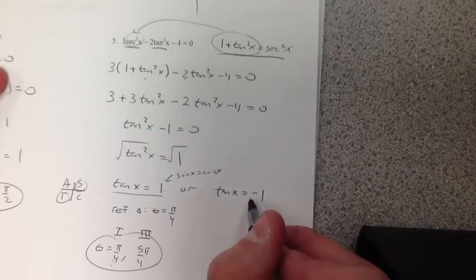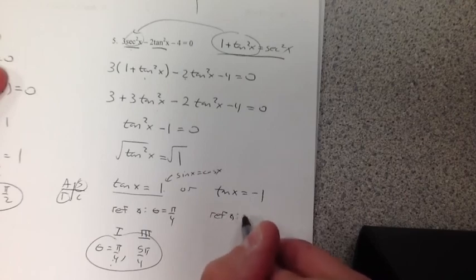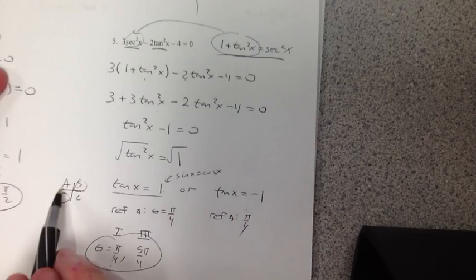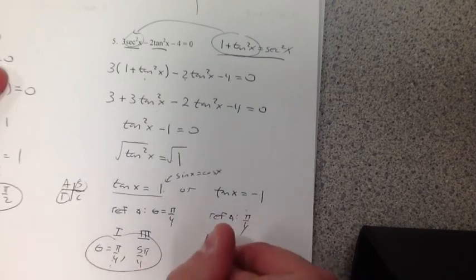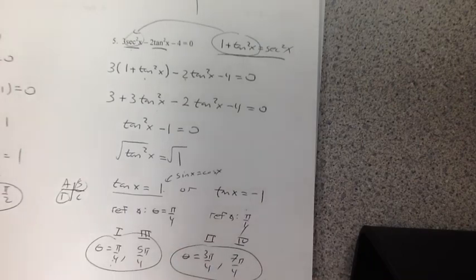Where is tangent equal to negative 1? Same idea. The reference angle is still pi over 4. But now we're talking about negative. Where is tangent negative? Second and fourth quadrant. So in the second quadrant, that's 3 pi over 4. And in the fourth quadrant, that's 7 pi over 4. And there's our answers. All right, take a look at these, try these again if you need to, and then go on to part 2.